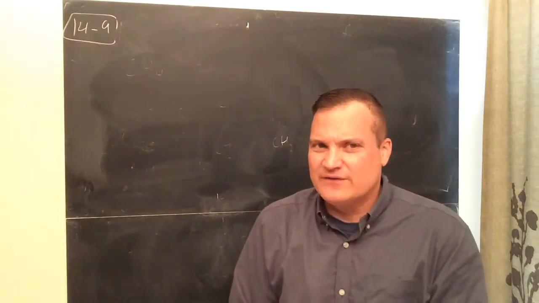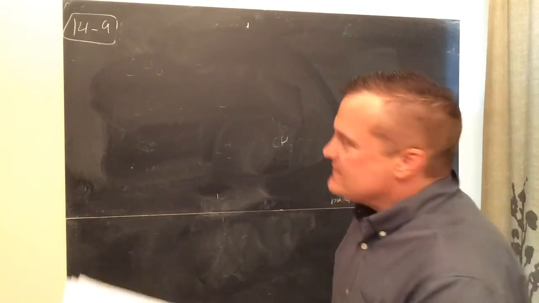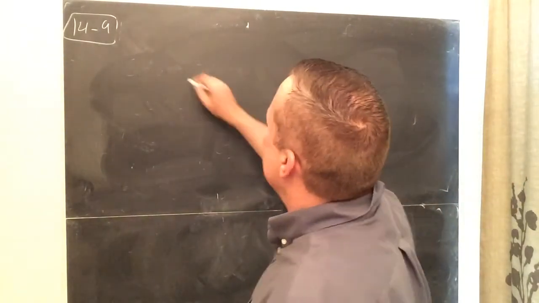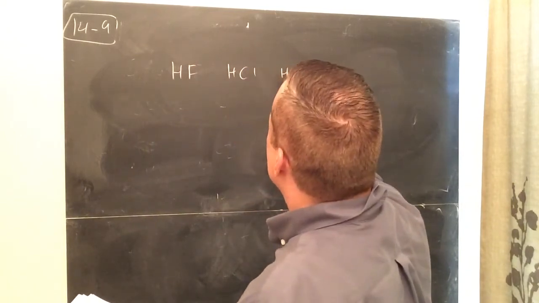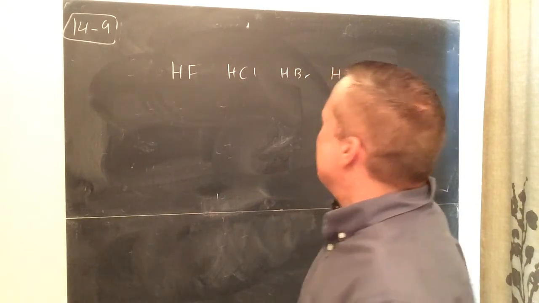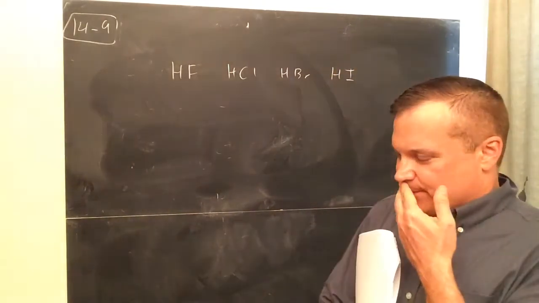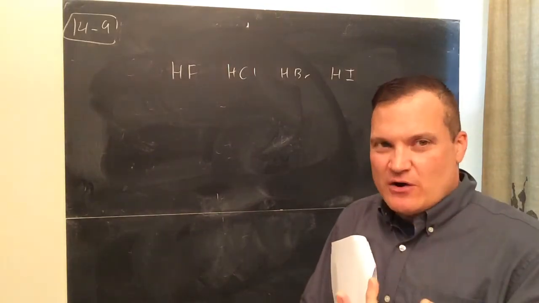So here's one little thing I found in the book, and I want to show you that you know a little bit about this. Let's say that you had to compare HF, HCl, HBr, HI. Okay. All right. Well, first of all, the question could be which is stronger.